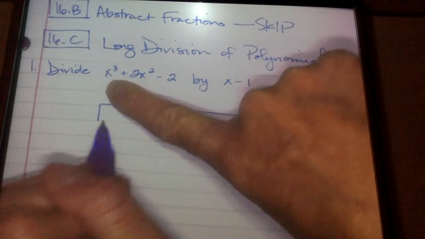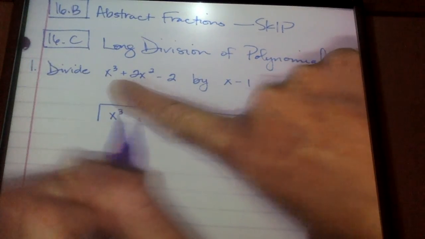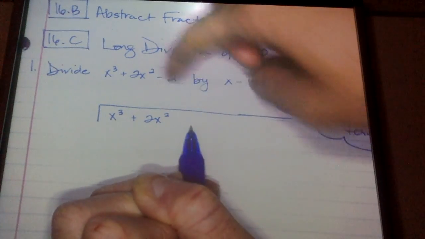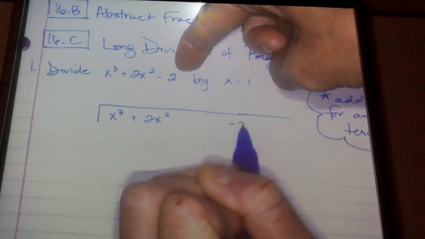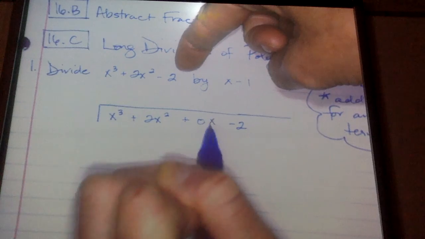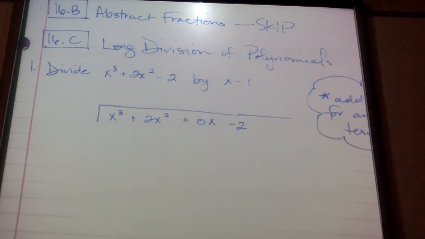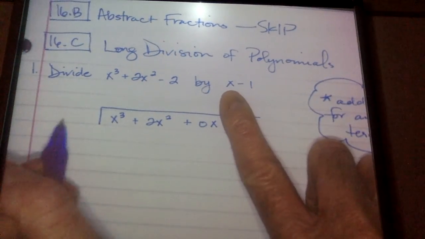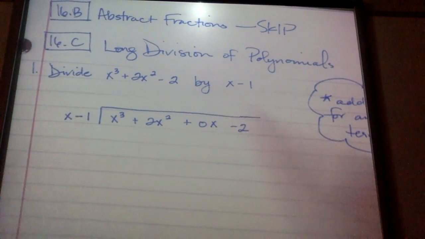So when I write this on the inside, I have x cubed plus 2x squared. In between x squared and negative 2, I should have a 0x. I'm missing x with a degree of 1. And then I don't need all of this space. X minus 1 goes on the outside.